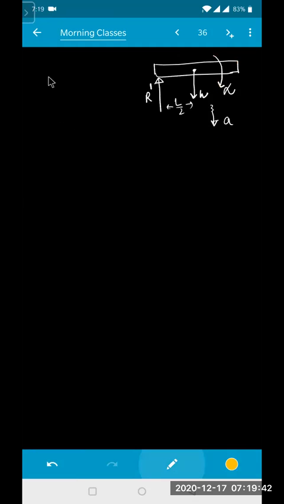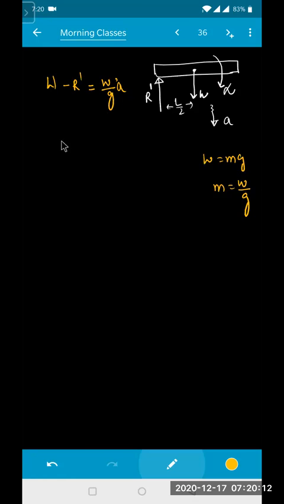Now write the equation for this one. So W is acting in the downward direction minus R dash acting in the upward direction will be equal to mass into acceleration. W is equal to M into G, so mass is equal to W by G. So W minus R dash is equal to W by G into A. This is the condition for vertical forces.